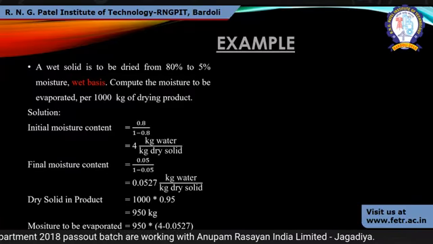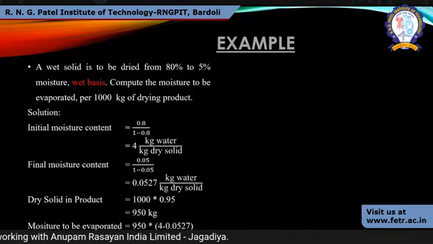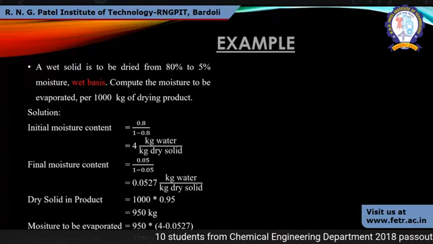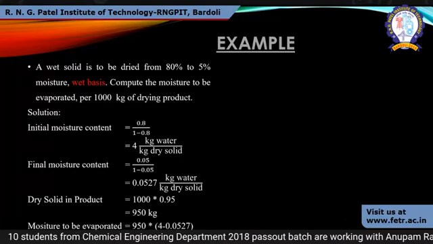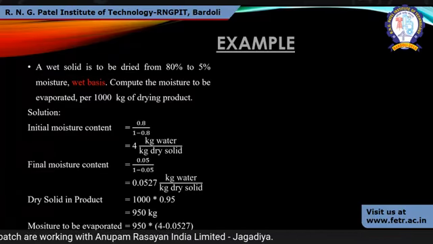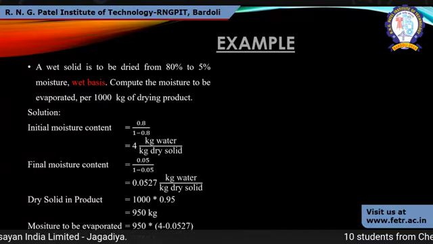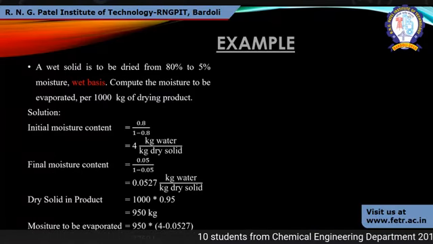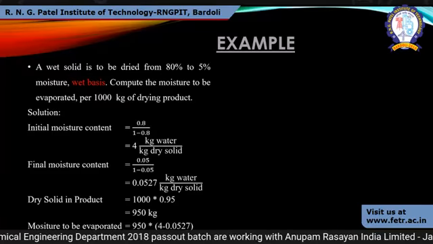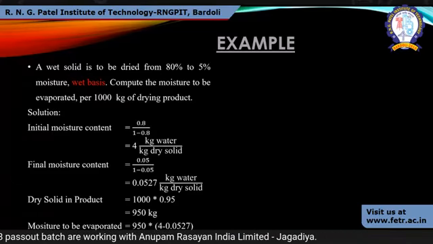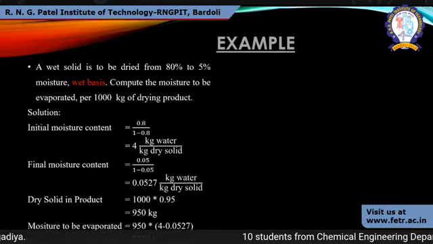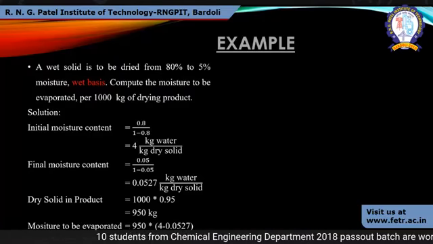So moisture divided by dry solid. So that is 4 kilogram of moisture, water, available per 1 kilogram of dry solid. That is the initial moisture content. When we have the final moisture content, the final moisture content is 5%. So again, the final moisture is 0.05 divided by 1 minus 0.05. So that is 0.0527 kilogram of water per kilogram of dry solid. So from 4 kg of water per kilogram of dry solid, we need to reduce to 0.0527 kilogram of water per kilogram of dry solid.